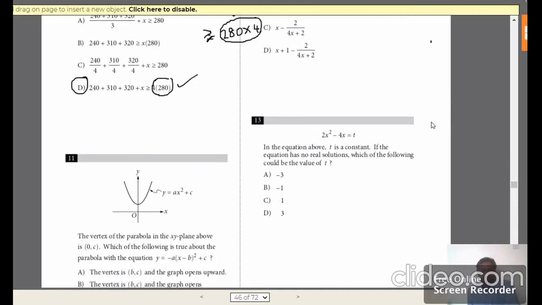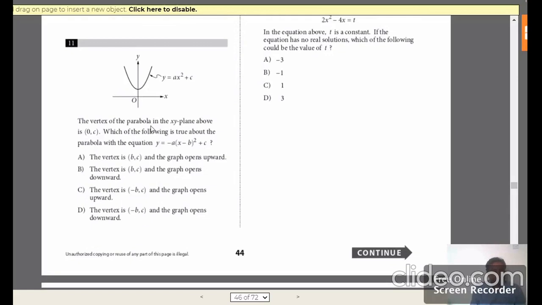Moving on to this one. 11th question is parabola. The vertex of the parabola in the xy plane above is (0, c), because the vertex over here is (0, c). That's why we have, which is nothing but (h, k). And what is the formula that we have? a(x minus h) whole square plus k. Remember, this is the formula to find out the vertex.